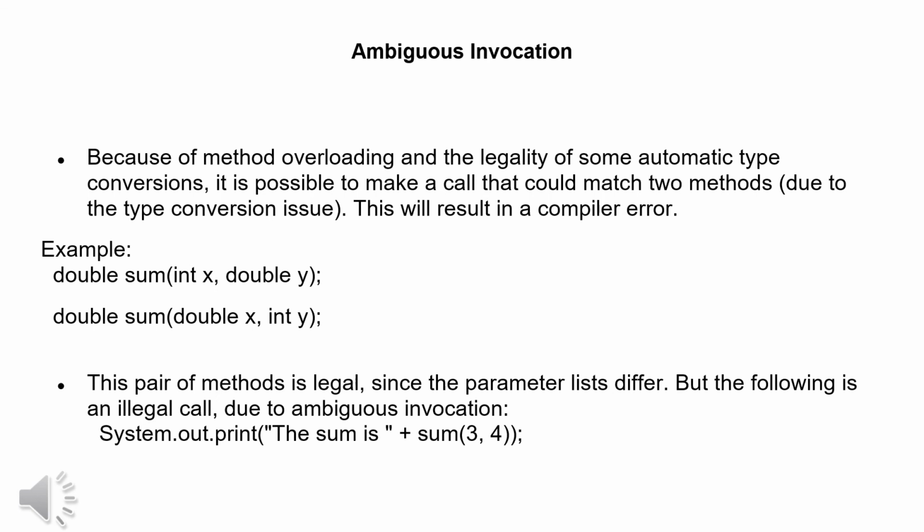For example, we have a very simple example here, system.out.print the sum is sum 3 and 4. As you see, 3 and 4 are both integers, right? So the compiler doesn't recognize which method should be invoked, so as a result, it will show an error to you.